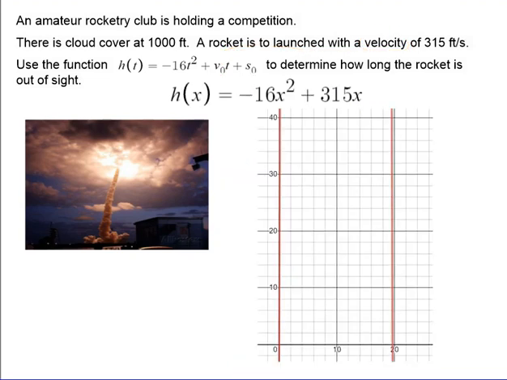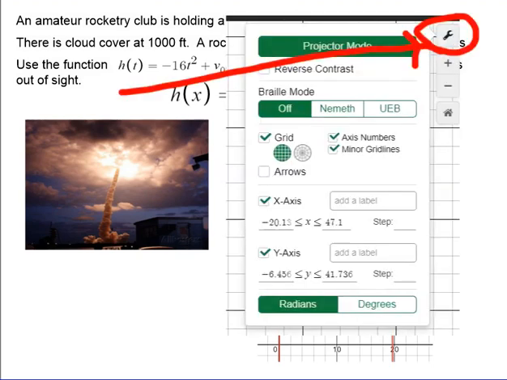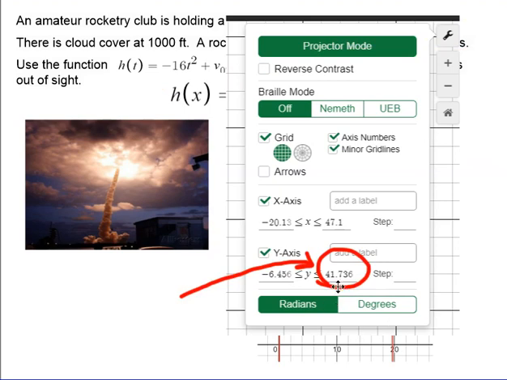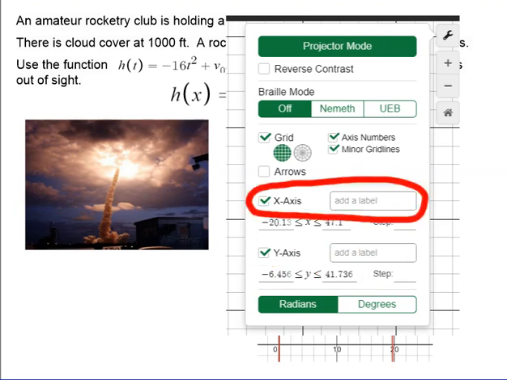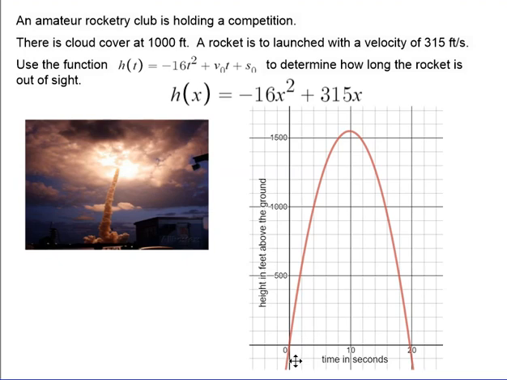When we do that, we start with a graph that looks like this that is absolutely unreadable. So let's change our settings by clicking on the wrench. We can change the y-axis, the x-axis very quickly here. I think I only want to change the y-axis. Its maximum height of 41 feet is clearly not tall enough. I can also add an x-axis label. And I can add a y-axis label. When I do that, I get this.